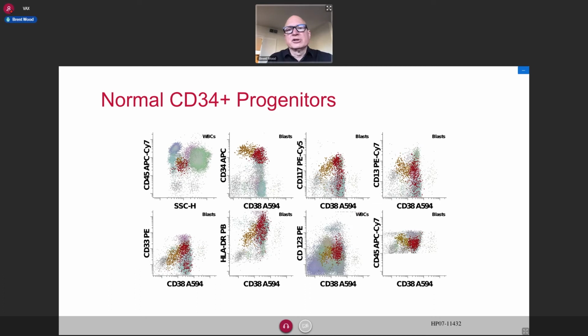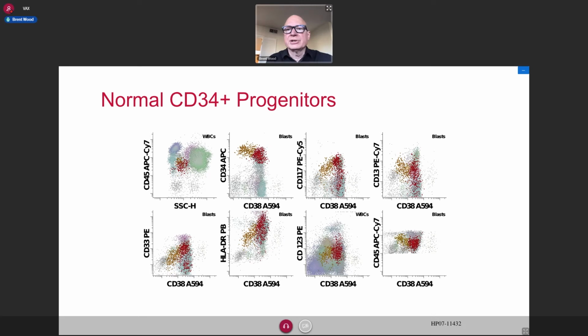So if we focused on a specific subset, such as normal CD34 positive progenitors, we could break them down into two very basic groups, the hematopoietic stem cells, which are colored orange or yellow here, and the lineage-committed progenitors that we've colored red. And so the stem cell population, you can see, has a very defined phenotype with the expression of CD34 at a high level, CD38 at a relatively lower level. CD117 or c-KIT is expressed, but at a level lower than that of the mature forms in red.